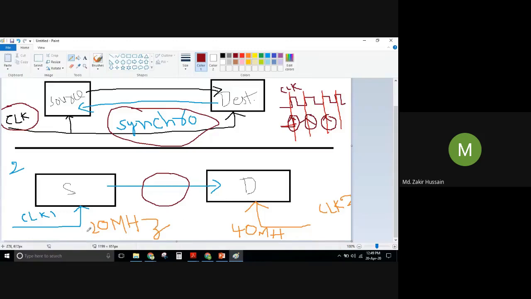But since the clock is different here, 20 megahertz and 40 megahertz, if you see the timing and plot it, frequency f gives the time period t equals 1 by f, so 1 by 40 and 1 by 20. So in one you are making 20 divisions, and in the other you are making 40 divisions.